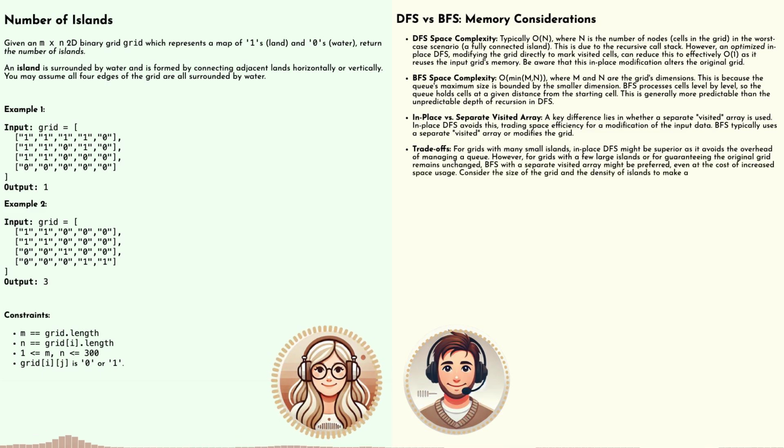BFS, with its queue-based approach, tends to be more reliable in those situations. So BFS is a bit gentler on memory for huge exploration tasks. You could say that. But of course, both algorithms have their strengths and weaknesses, and the best choice often depends on the details of the problem and what's most important to you. That makes sense. So we've covered brute force, DFS, and BFS. Are there any other cool ways to count islands that we haven't talked about yet?